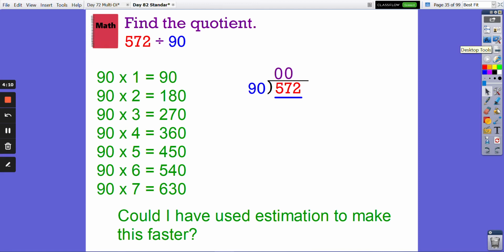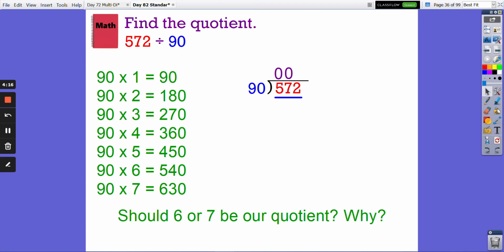Could we have used estimation to make this faster? Yeah. We could use estimation to make this faster because it will give us a starting point. It'll let us know which numbers we could use to start with our guess and check, so we don't have to list all of these numbers every time.